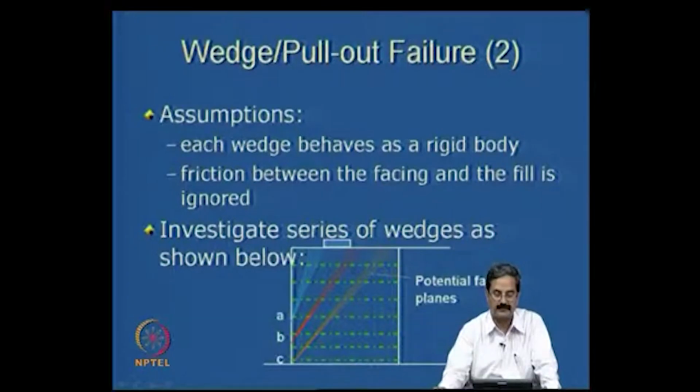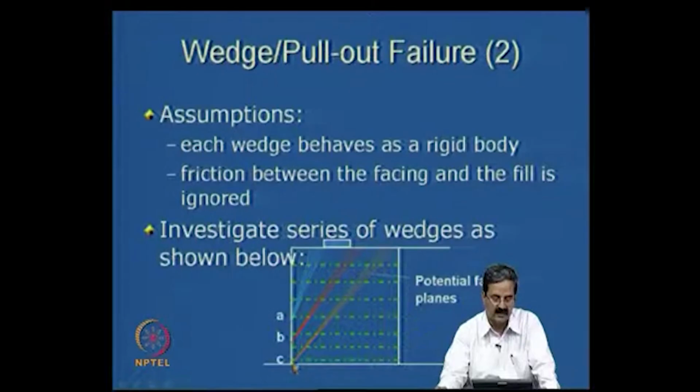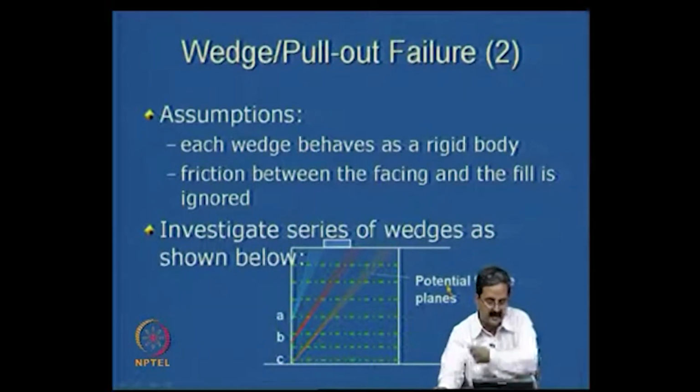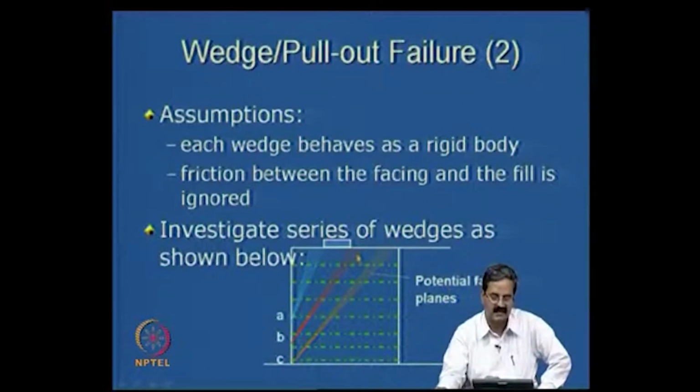What we do is that we will make some assumptions. Each wedge behaves as a rigid body, and friction between the facing and the fill is ignored. We investigate a series of wedges as shown below. We take a number of wedge failure considerations here, say for example you have so many reinforcements, 1, 2, 3, 4, 5, 6, 7, 8, all of them reinforced. So in this wedge, if I am trying to look at the wedge stability, I should see that the tensile force should be so much that this wedge is under stable conditions. That is what we will investigate in a series of wedges. This is what we do.